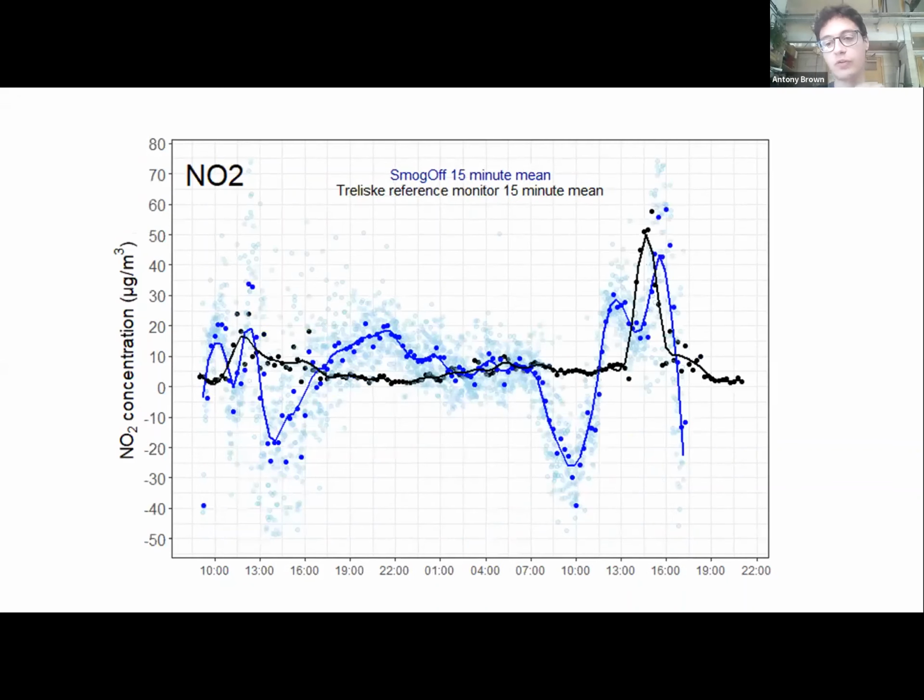And for NO2, it wasn't quite as well matched, but it wasn't too far off in some places. So we have peaks that kind of broadly match. But the plan is to now explore some algorithms that will help match our data a bit more closely to these reference stations.